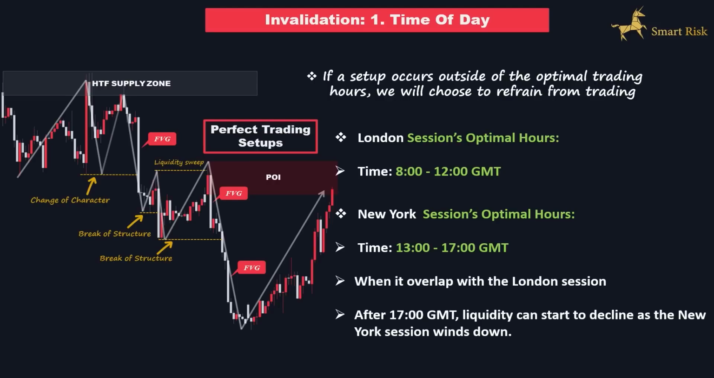The first few hours of the New York session can also be favorable for trading, as this is when U.S. economic data is released and can result in significant price movements. It's important to note that after 17 o'clock GMT, liquidity can start to decline as the New York session winds down. Personally, I prefer to not trade after 5 p.m. because, particularly after that, most likely price will consolidate around major zones that have been formed through the day until the London session starts tomorrow.